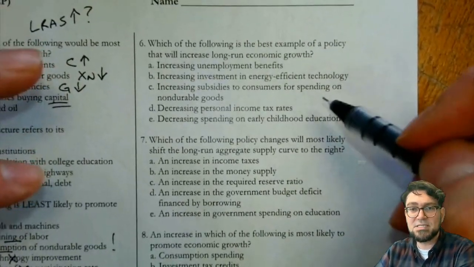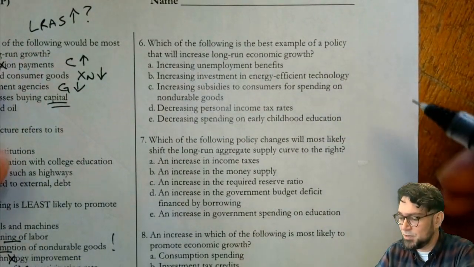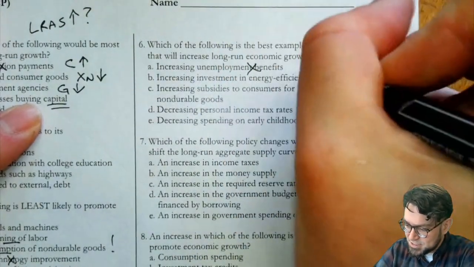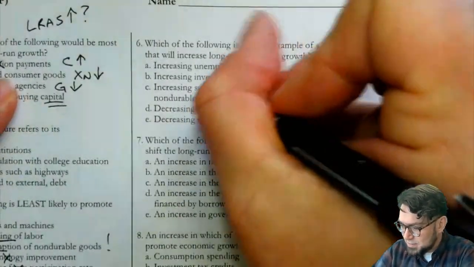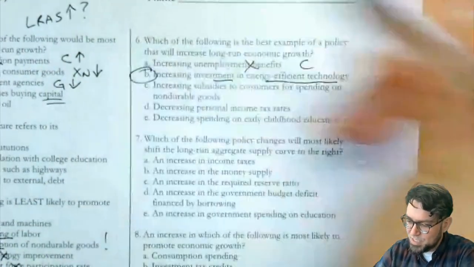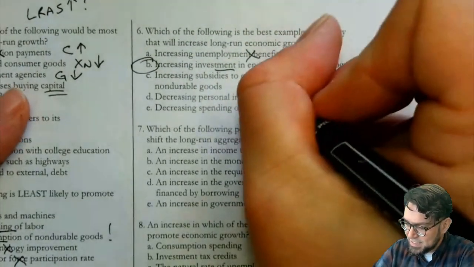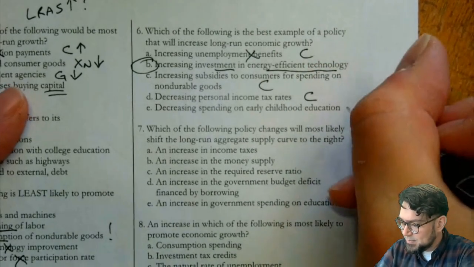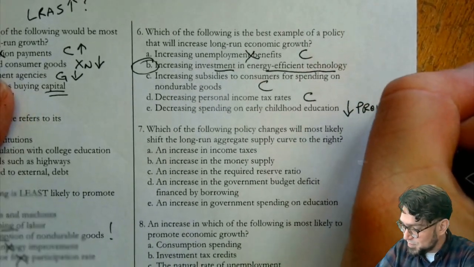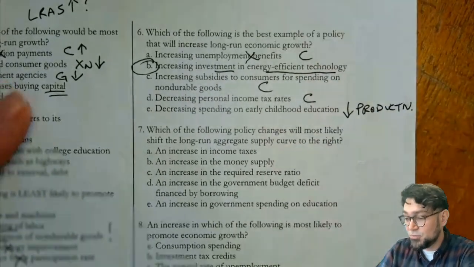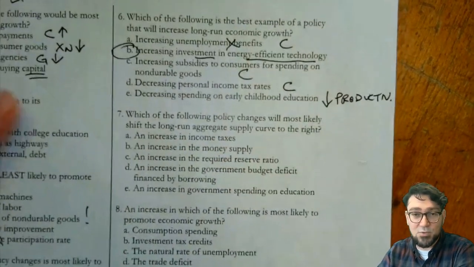Number six, which of the following is the best example of a policy that will increase economic growth? Not benefits. That's just going to change C. Investment in energy efficient technology, B. That would do it. These other ones, again, C, and this would actually slow down productivity growth rather than increase it. So again, this one is just opposite of what you want to do.